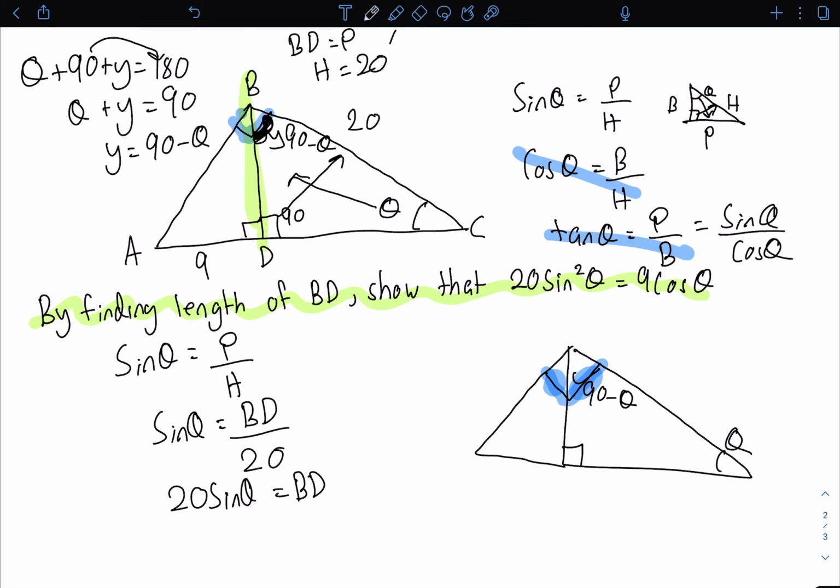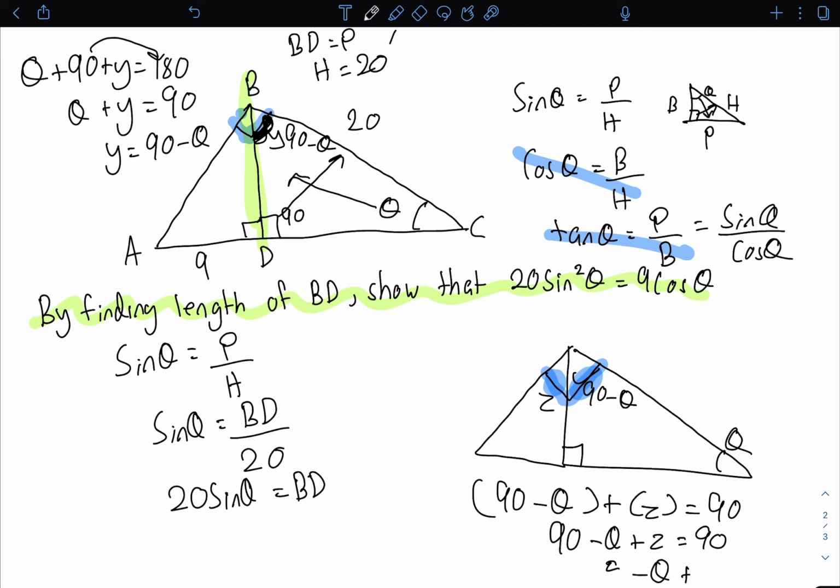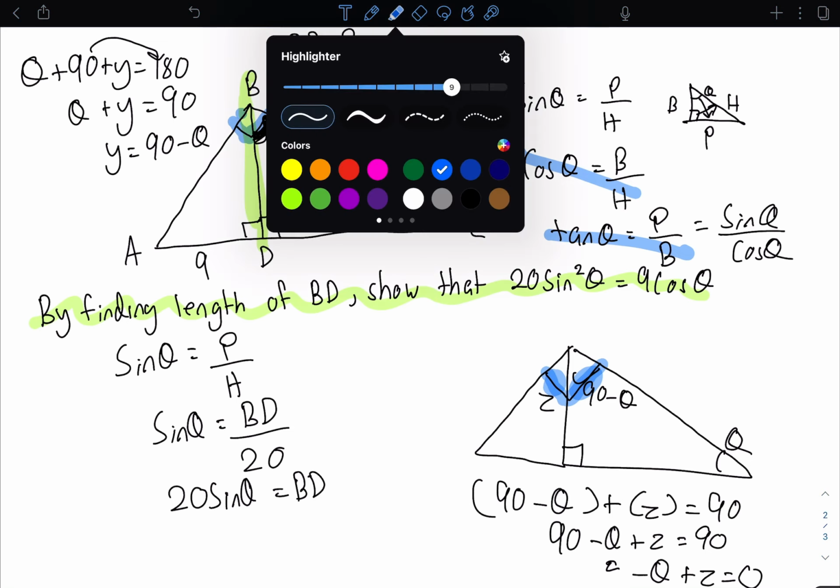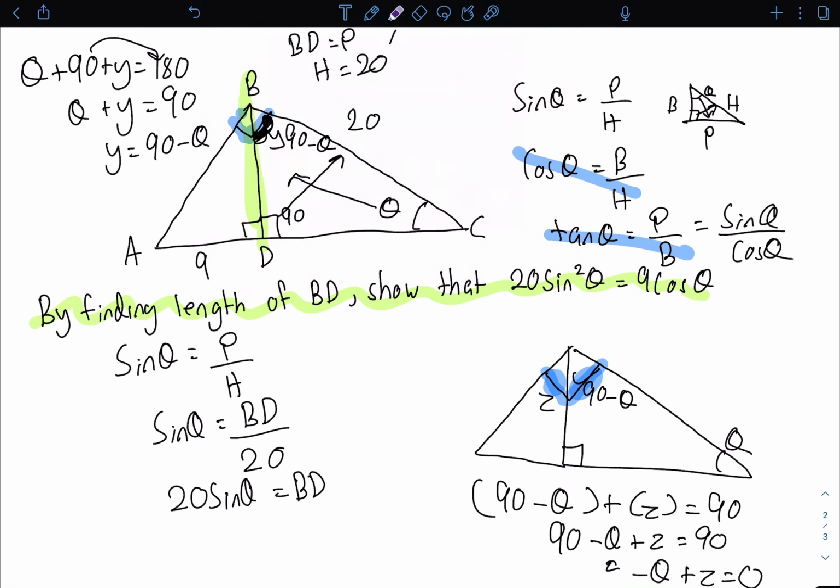So let's now label that as z, because that's another unknown. That means 90 minus theta plus z gives you 90. Move 90 over there, and that becomes 0. So minus theta plus z is equal to 0. z is equal to theta. So we've found out that this angle over here, I'm going to use a different color to make it easier, this angle specifically, is also equal to theta.